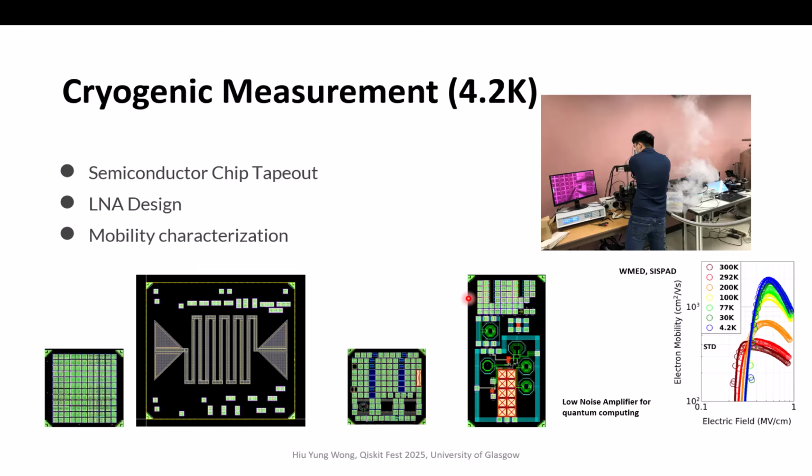Particularly for superconducting quantum computers and silicon qubits, they work down to 2 Kelvin or even 10 millikelvin to make it work. And in order to control them, you need a lot of classical electronics put very close to the quantum computer, and that's why 4 Kelvin cryogenic measurements are very important.